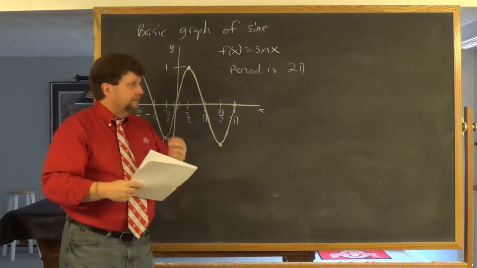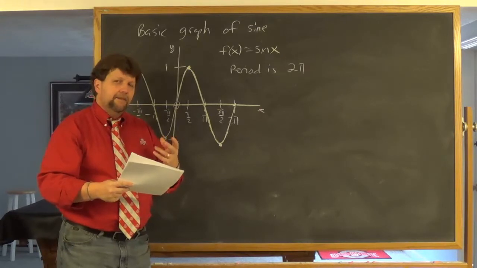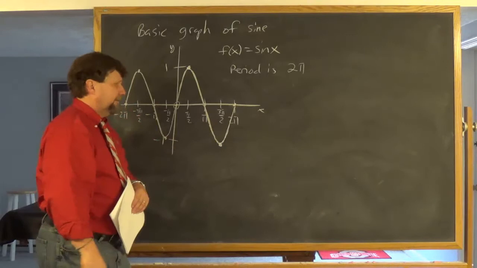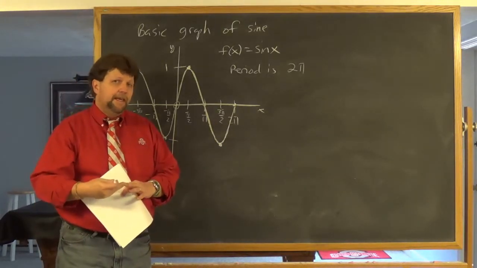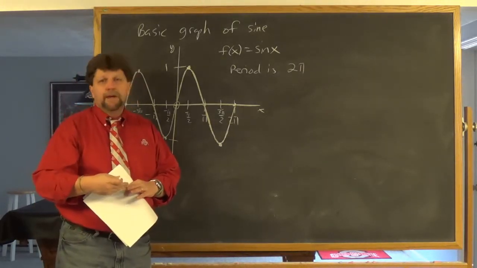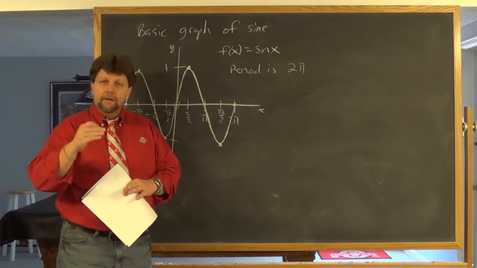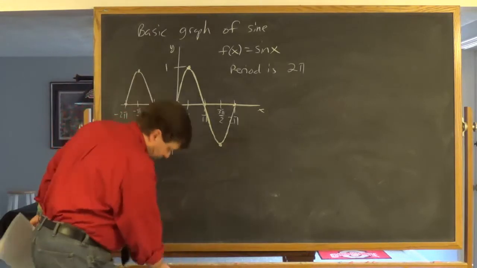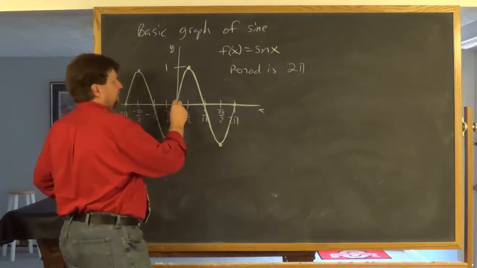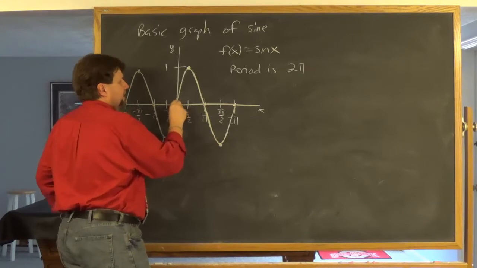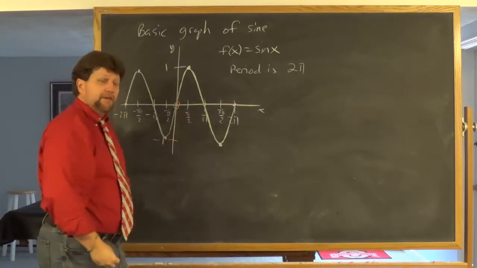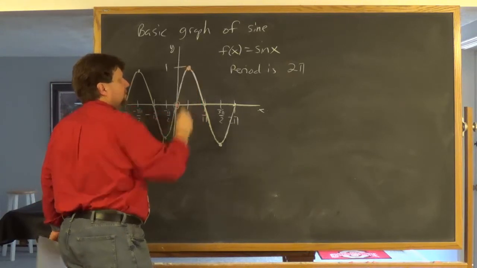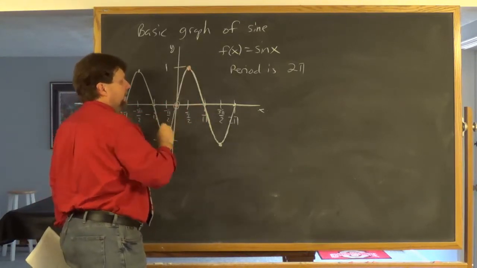And on this basic graph of sine, I'm going to highlight 5 points. I might call them 5 key points. I think your text might call them 5 quarter points. But here are the 5 key points, or 5 quarter points. It's this point, use a red colored chalk. It's this point here, which is 0, 0. It's this point up here, which is the point pi over 2, 1.